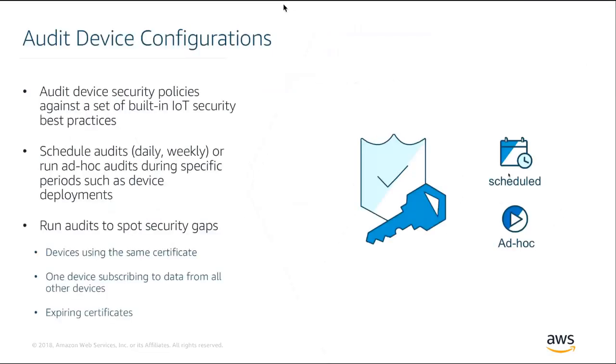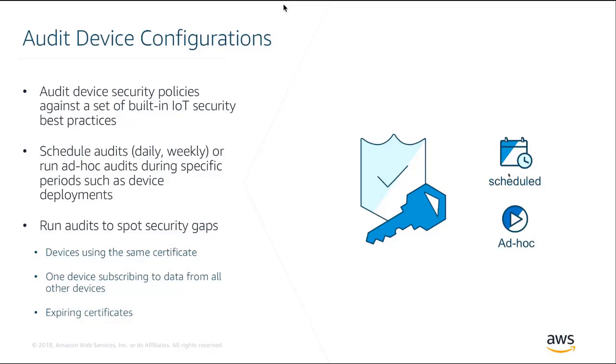With device configurations, you'll be able to audit against a pre-built list of IoT security best practices. You can then run those audits on a scheduled basis, either daily or weekly, or you can run them ad hoc based on a specific period. For example, you might want to run your audit ad hoc right after a firmware update to confirm that all of your settings have been applied correctly.